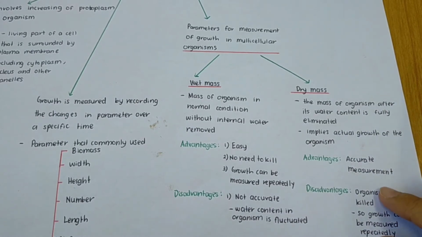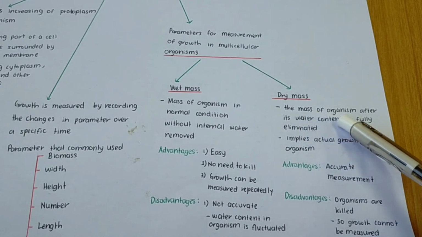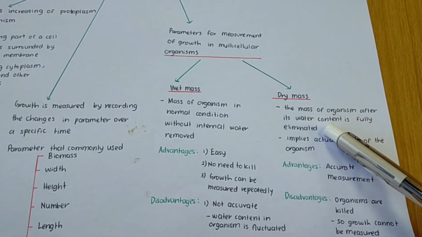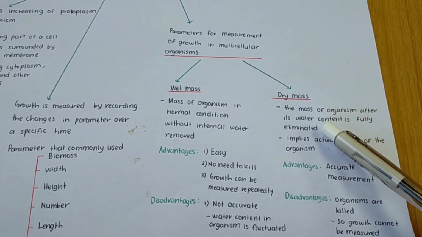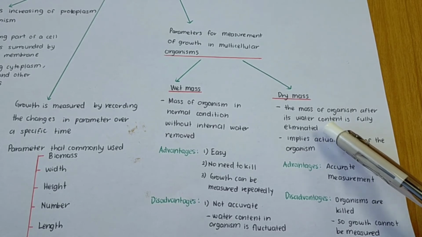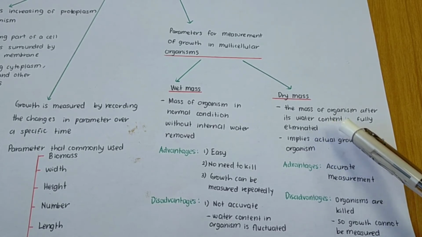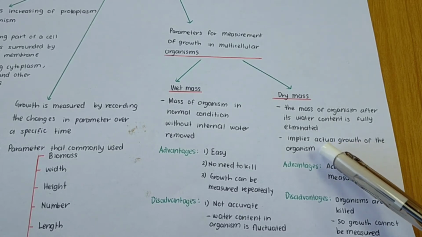Maksudnya, dari segi mass of organism, kalau kita gunakan wet mass, dia akan dipengaruhi oleh water content inside of the organism. But what is the difference with dry mass? So dry mass is the mass of organism after its water content is fully eliminated. Maksudnya kalau untuk dry mass, apa yang berlaku pada organism adalah kita keluarkan water yang ada di dalam organism tersebut. Okay, so implies actual growth of the organism.